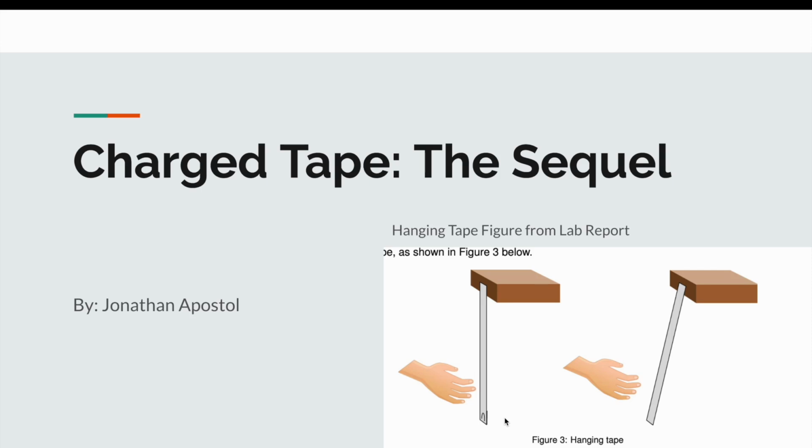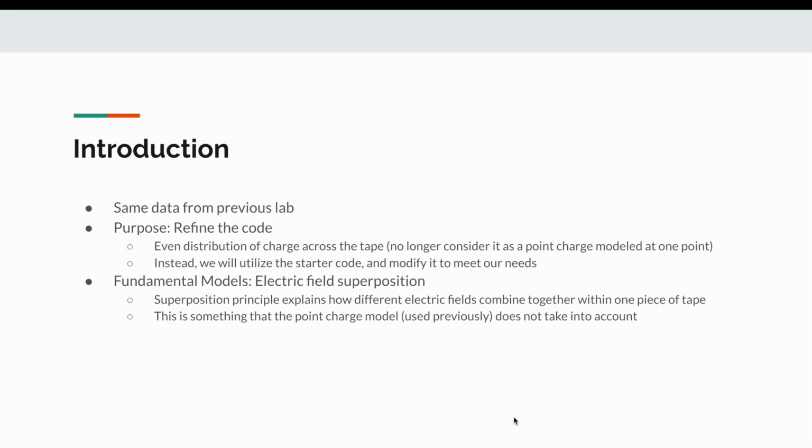Hello, my name is Jonathan Apostle, and this is my second lab submission for Physics 2212. Since I have already documented my experimental data in Lab 1, I will just use the same data for this report. I'm going to be focusing on improving the computational model, and this is going to change because I will be looking at how to distribute the charge along the tape.